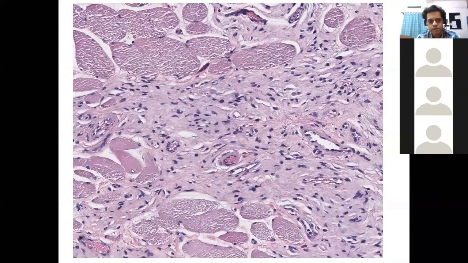So see the beautiful striations. I don't know if it is visible on your screen. My screen is big, so I can appreciate the striations. Visible, sir. Visible, no? Beautiful, yes, striations. Yes, visible. Very, very well done.